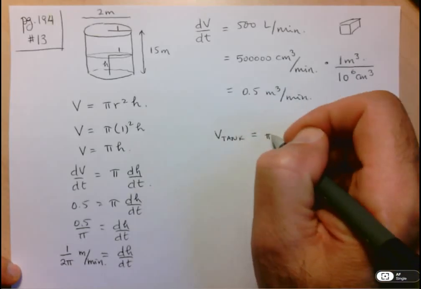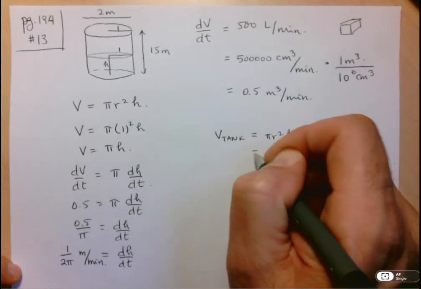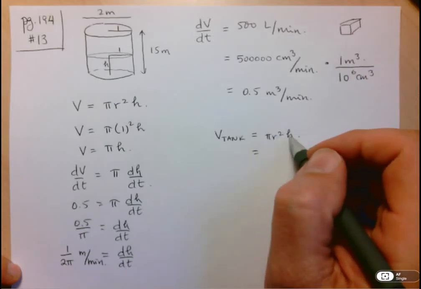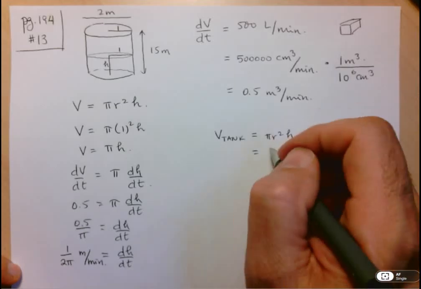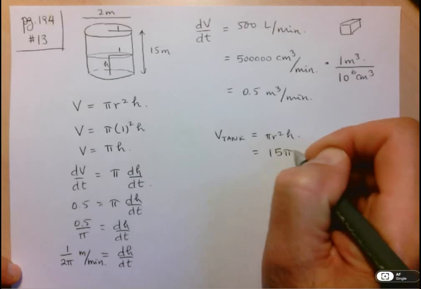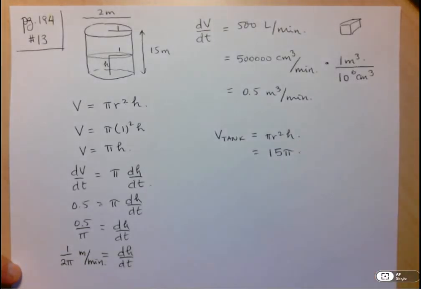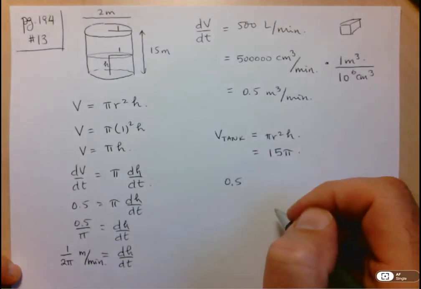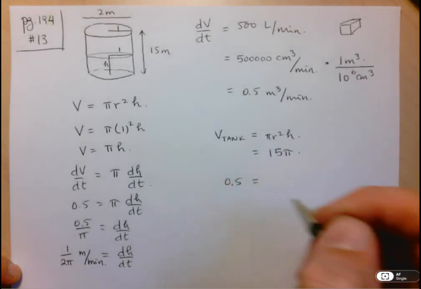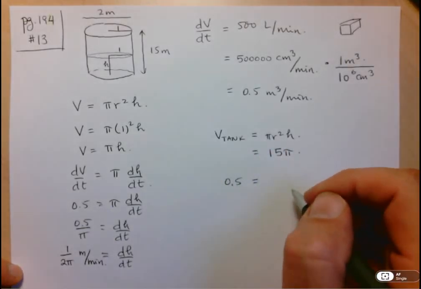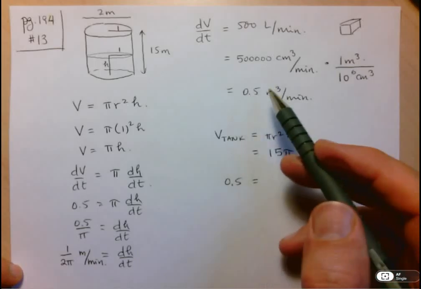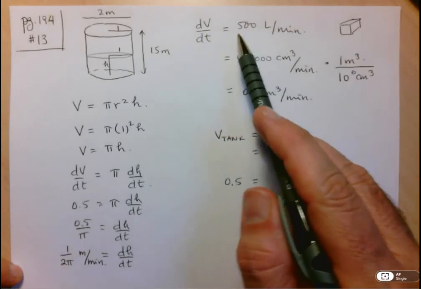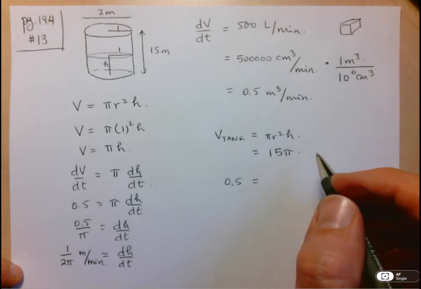Okay, because we want to fill it up, so we need the volume of the full tank. So again, pi r squared h, and here r is just equal to 1. So that doesn't contribute, and then the h is equal to 15, so 15 pi. All right. So now I know the rate of change is 0.5 meters cubed per minute. Since I think we can assume, but they haven't told us, that the rate at which the volume is changing is constant at 500 liters per minute.